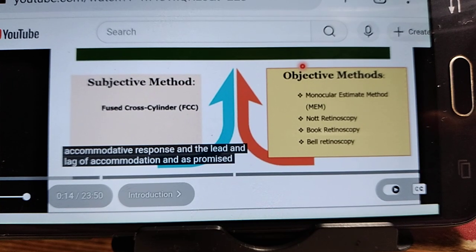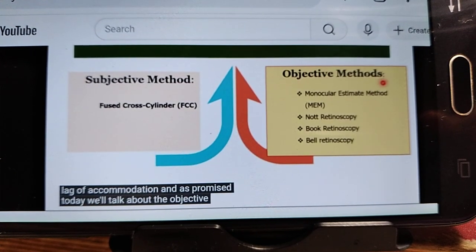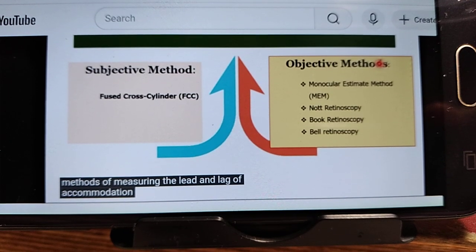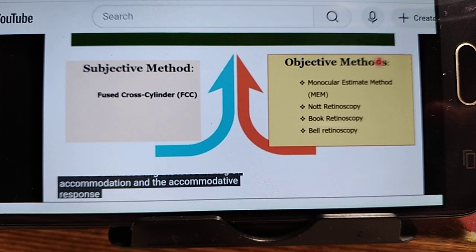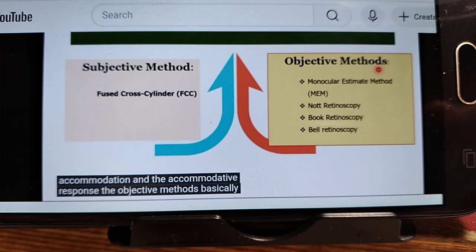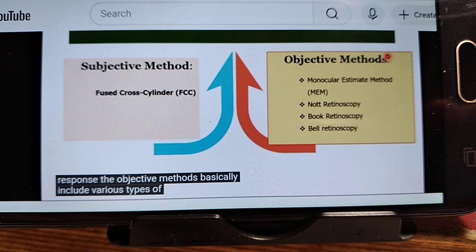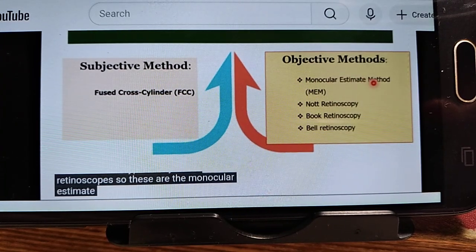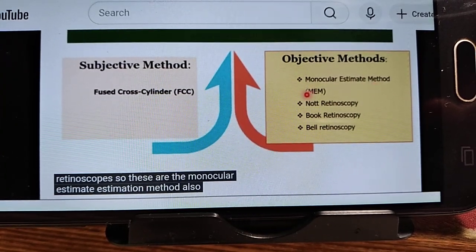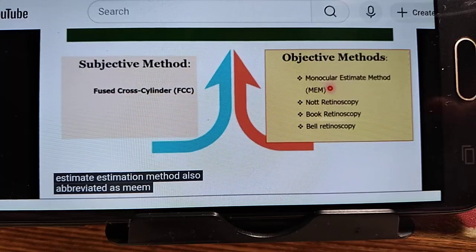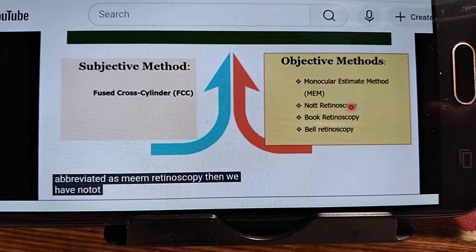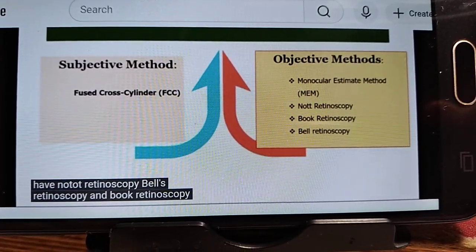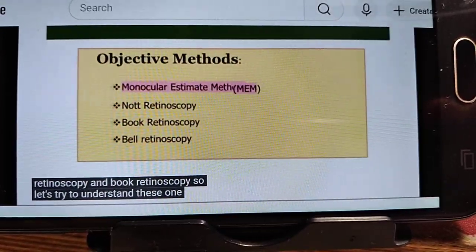And as promised, today we'll talk about the objective methods of measuring the lead and lag of accommodation and the accommodative response. The objective methods basically include various types of dynamic retinoscopies. So these are the monocular estimation method, also abbreviated as MEM retinoscopy. Then we have Knott's retinoscopy, Bell's retinoscopy, and Book retinoscopy. So let's try to understand these one by one.